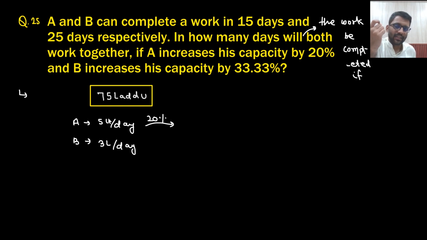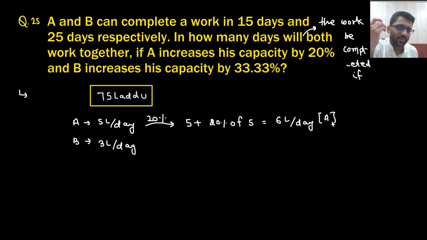20% increase. That means from 5 laddu, A will eat 5 plus 20% of 5, because A is increasing its capacity. What is 20% of 5? That is 1. So 6 laddu per day. So A is eating 6 laddu per day.